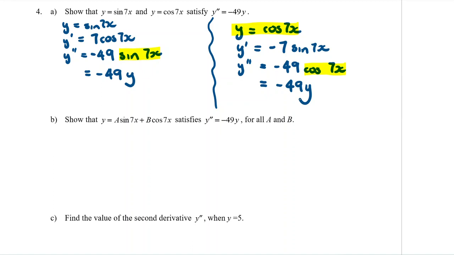Part B. Show that y equals a sine 7x plus b cos 7x satisfies the differential equation for all values of a and b. Okay, that means we have to differentiate it twice. Who would like to have a turn? Can you please differentiate a sine 7x plus b cos 7x? All right, off you go, Ben.